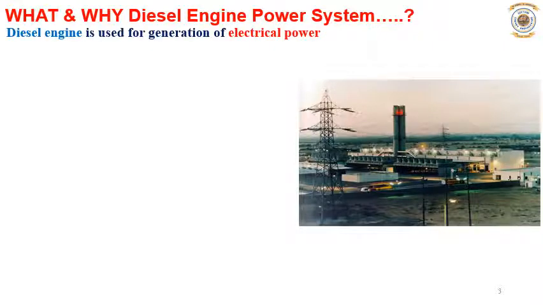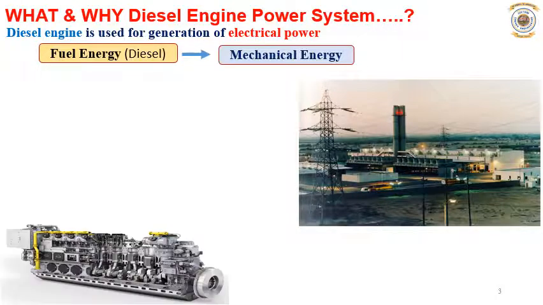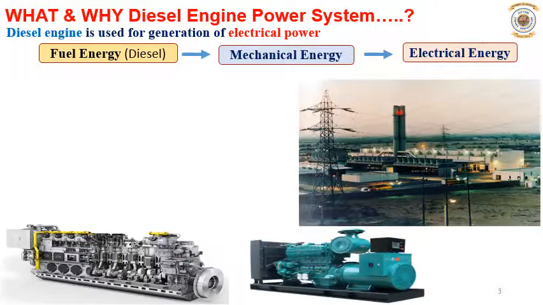Now, a diesel engine is used for generation of electrical power, that is, the fuel energy is converted into mechanical energy by means of the diesel engine, which in turn is converted into electrical energy by means of a generator. The diesel engine and generator are coupled together so that mechanical energy is converted into electrical energy very easily.